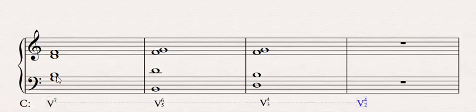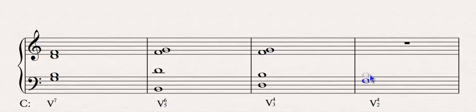So we go back to this one. It's root, 3rd, 5th, and 7th. It means that we put that 7th in the bass, and then I'm just gonna keep those notes. So let's listen to these chords.